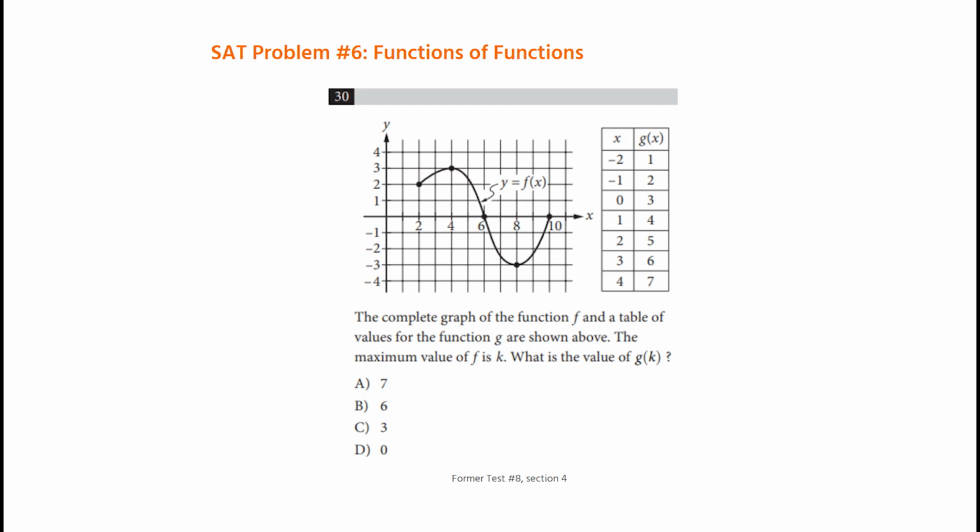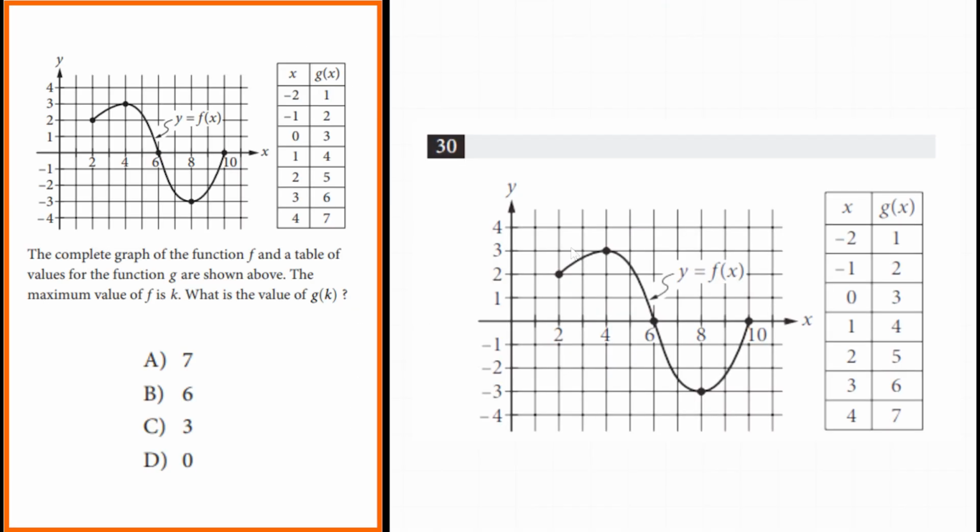So it wants us to find the maximum output of f, which it calls k, and then take that k value and input it into g and find out what the value of that output is. So when looking at our graph here, it is pretty easy to see where the maximum occurs. The maximum occurs right here at this point 4, 3.